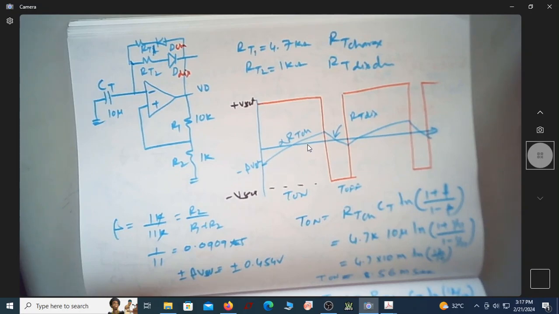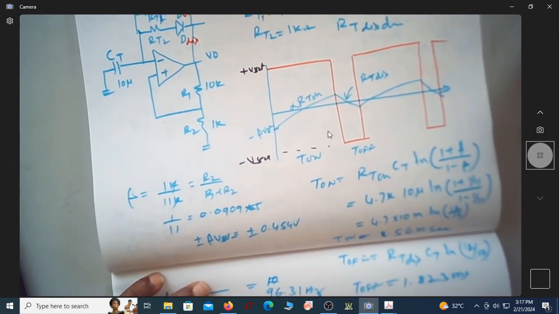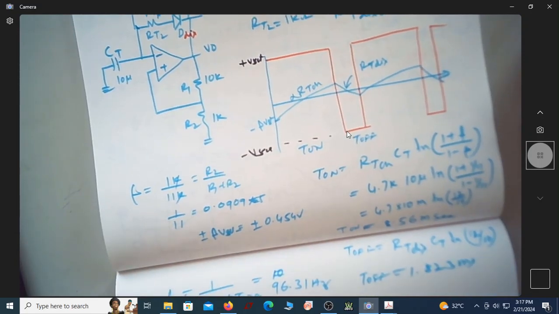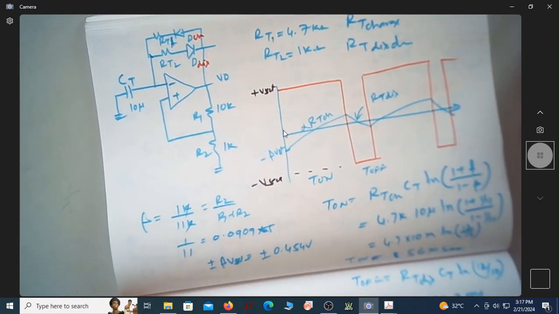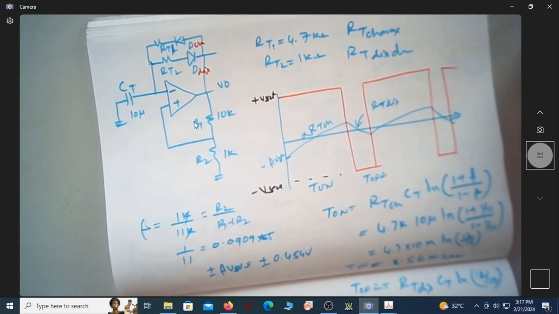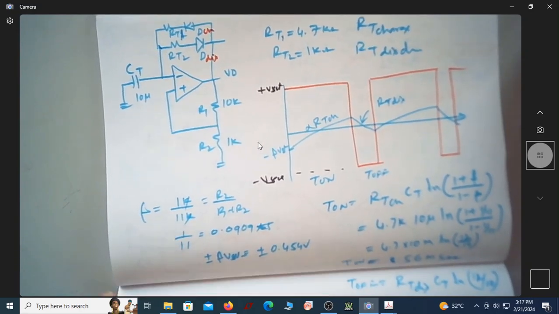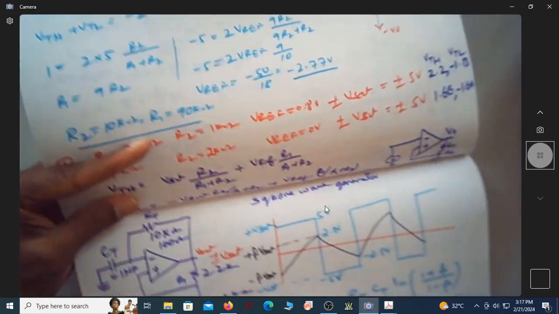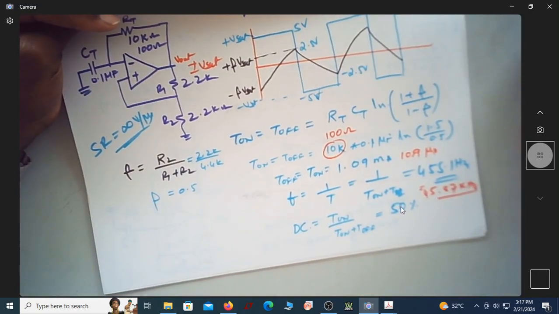This is plus 5, minus 5, and if you want to find this voltage, this is plus 0.45, this is minus 0.45, this is plus 5, this is minus 5. This way we can get the waveform for the square wave generator for a duty cycle other than 50%, and this is for 50% duty cycle. You can see here the duty cycle comes out to be 50%.